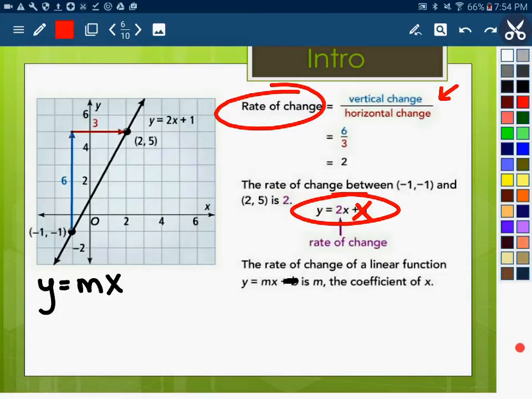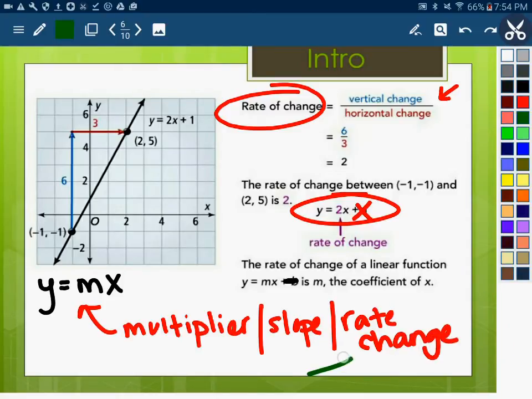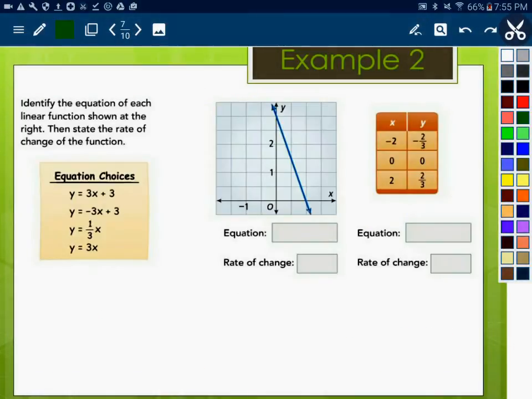So I want to be able to make sure you guys understand that m is the multiplier, the number that multiplies x, also known as slope, also known as rate of change. Again, rate of change is really like the real life version. Okay, so I'm just writing down, pointing to rate of change, saying that it's the real life version of multiplier or slope. So let's keep applying this idea to example 2.